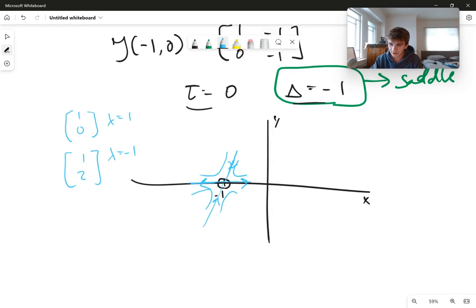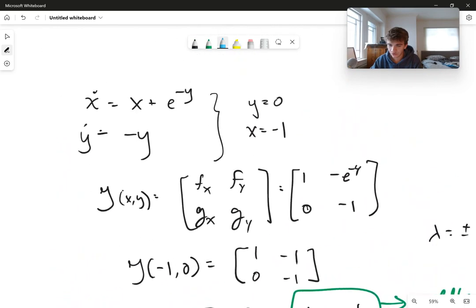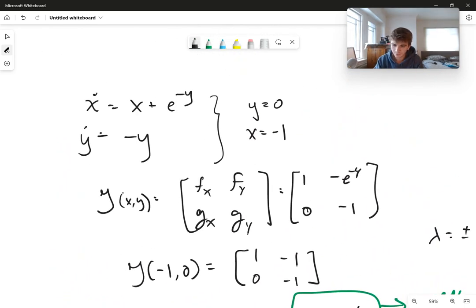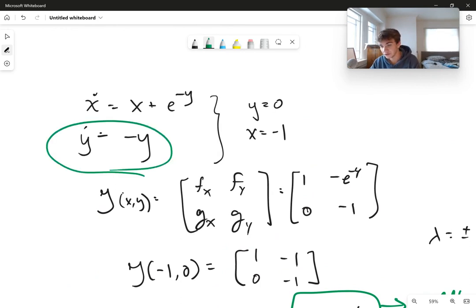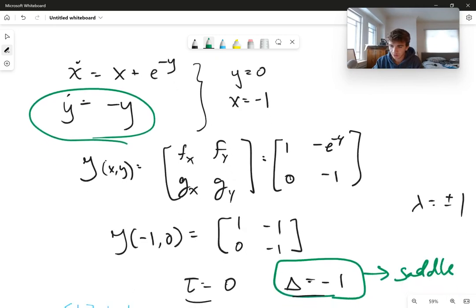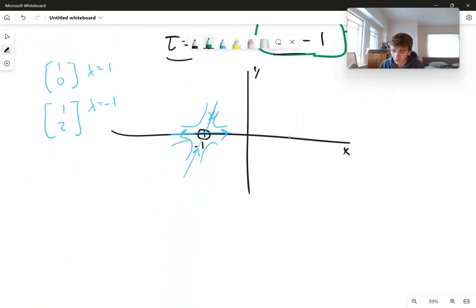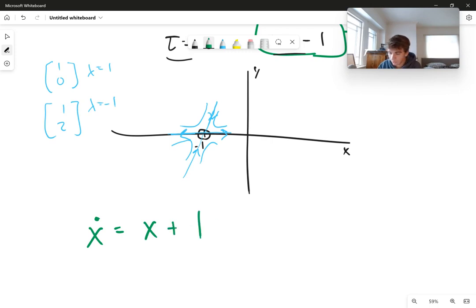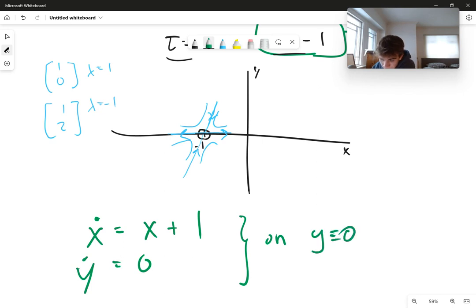The last tool that I'm going to use here is something called a null line. A null line is essentially when one of the derivatives goes to 0 but the other one is non-zero. So the null line for y dot is just along the line y equals 0. On the horizontal axis, x dot is equal to x plus e to the negative y, which just becomes x plus 1, and then y dot is equal to 0. This is on y equal to 0.